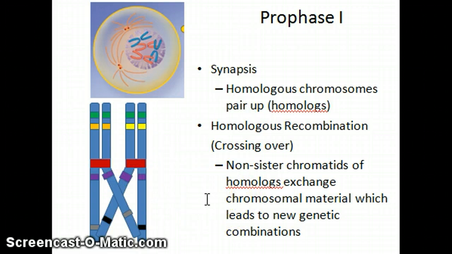Homologous recombination occurs shortly after. This is also known as crossing over. Sister chromatids will actually physically move, break apart, and then go back together. So they exchange chromosomal material. What this does is change the genetic composition of each chromosome. It gives a lot of genetic diversity to the human race.